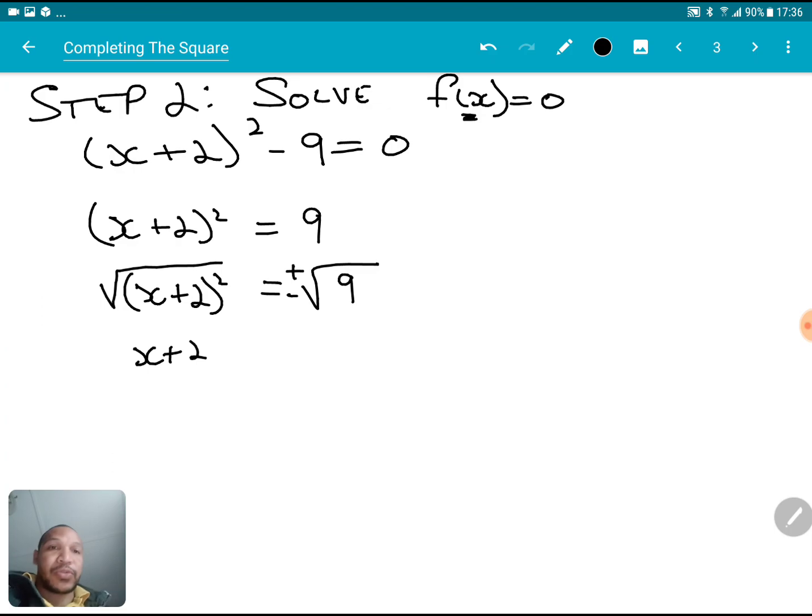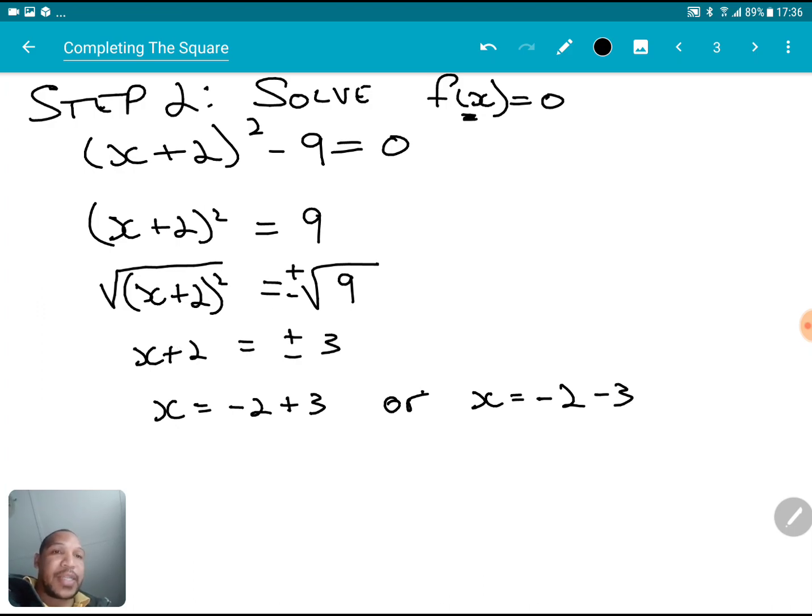X plus 2, because we're getting rid of that, plus or minus 3. And now x can have two answers. X can be equal to -2 plus 3, or x can be equal to -2 minus 3. I simply took that 2 over, minus 3. So x can be equal to 1, or x can be equal to -5. And that's how we do it.